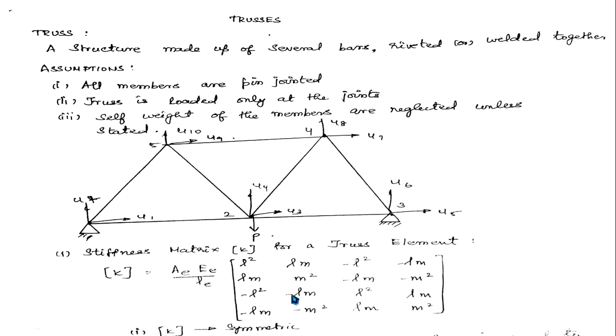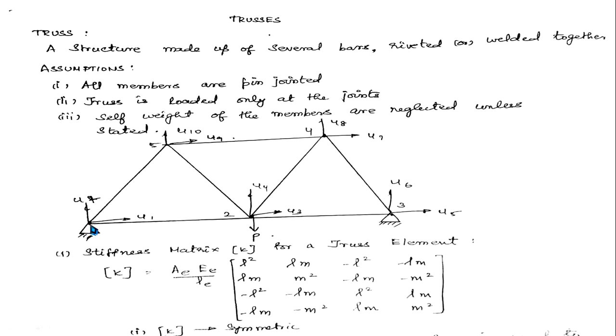One more thing, in truss there will be two displacements, in x and y. In previous problems we had only one displacement at the node, whereas in trusses we have displacement both in x and y. That is what we can see at all the nodal points.